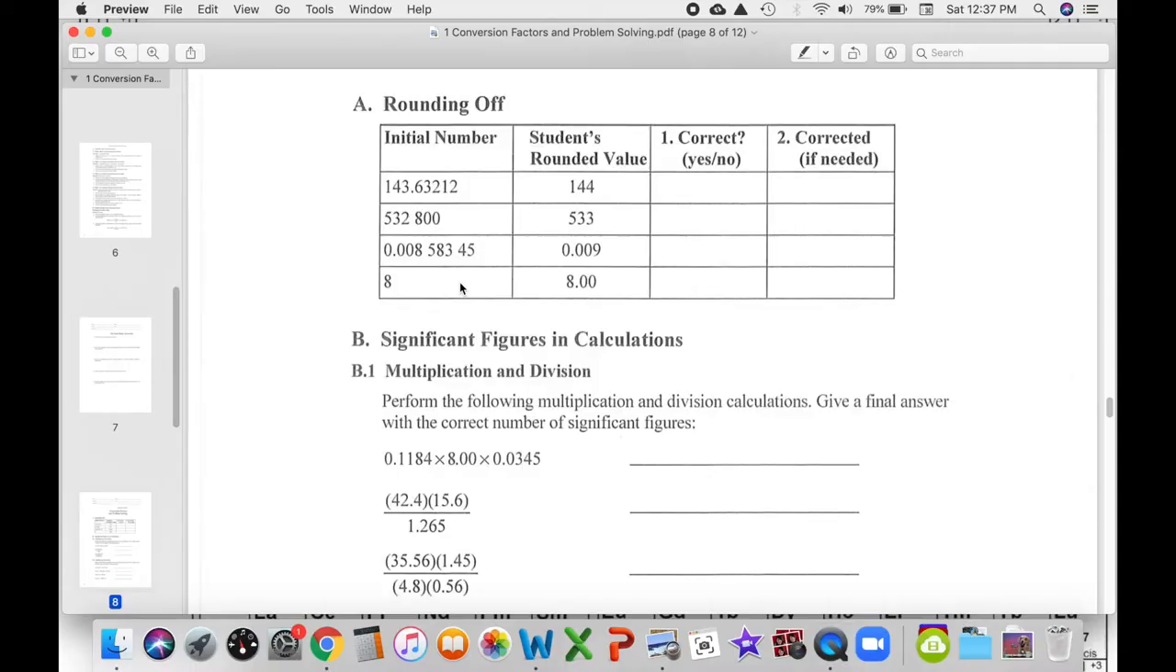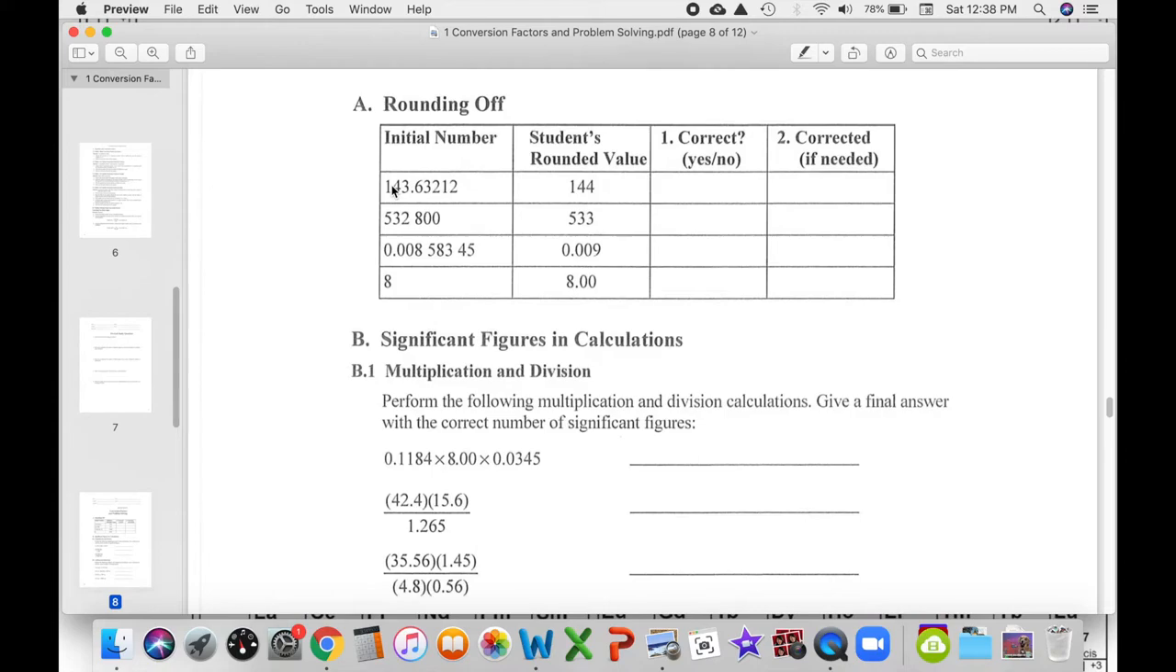So for this example here, the number the student had to tackle was 143.63212. Now, if we go back to those instructions, you'll see that the student's trying to write this down to 3 significant figures. Okay, so go back to lecture and try to understand what makes figures significant. Remember, these are non-zero digits, and if you have any zeros in the number, you've got to think about whether those zeros are significant or not.